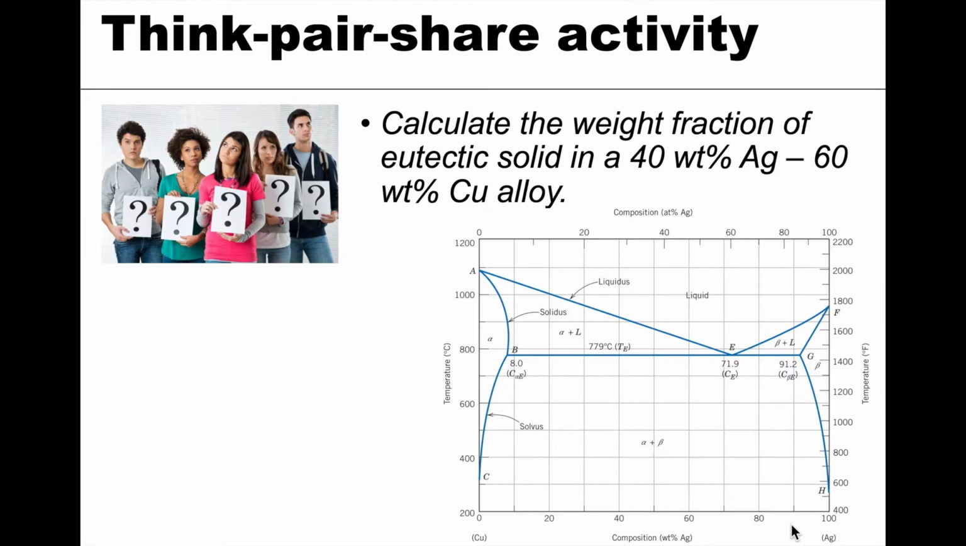All right, so for our second example question, looking at the same copper-silver diagram that you have here, I want you to calculate the weight fraction of eutectic solid in a 40 weight percent silver, 60 weight percent copper alloy. So pay attention to the term here. We're talking about eutectic solid. See if you can determine the amount of eutectic solid in this alloy.